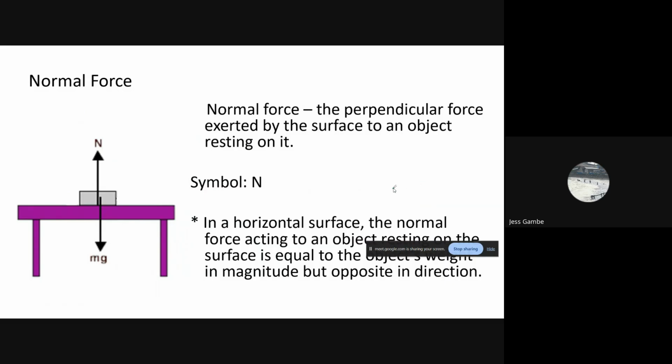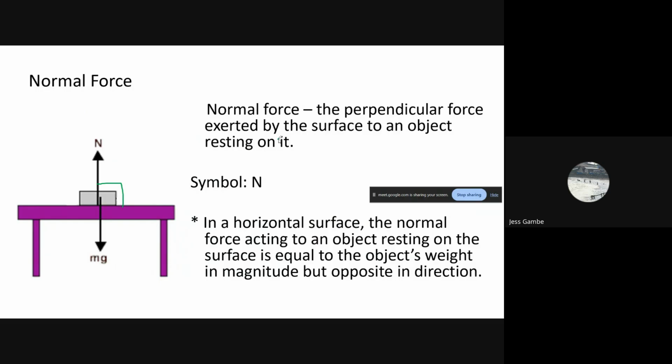Here we have normal force. Normal force is the perpendicular force exerted by the surface on an object resting on it, like this block on a flat surface. So the normal force is this one here. Its relationship with the surface is that it's 90 degrees. The symbol is N. Don't get confused: the unit for newtons is N, and the symbol for normal force is also N.